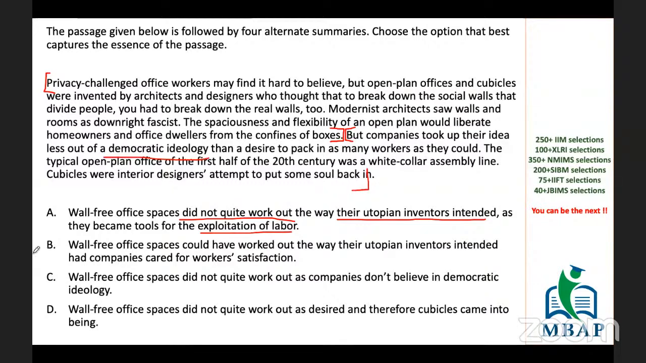Okay, now next says, so let's keep this as an option. We are not choosing this as our answer, but only as an option. Okay, next says wall-free office space could have worked out the way their utopian inventors intended had companies cared about the workers' satisfaction. Okay, can this be the answer?